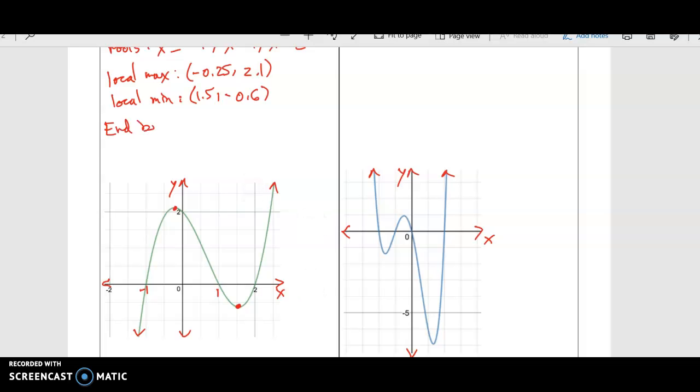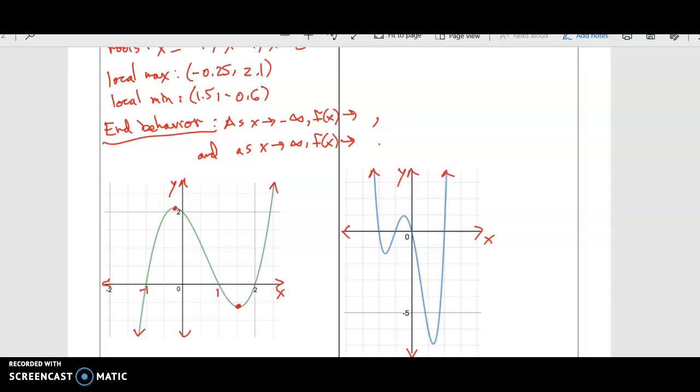Let's talk about end behavior. There's a script for end behavior. We're going to write the same thing every time we're asked for end behavior. As x approaches negative infinity, we'll do the left side first, f of x approaches something, comma, and as x approaches positive infinity, f of x approaches something, period. Okay, our job is to fill in these two blanks. What happens to f of x on the two different sides?